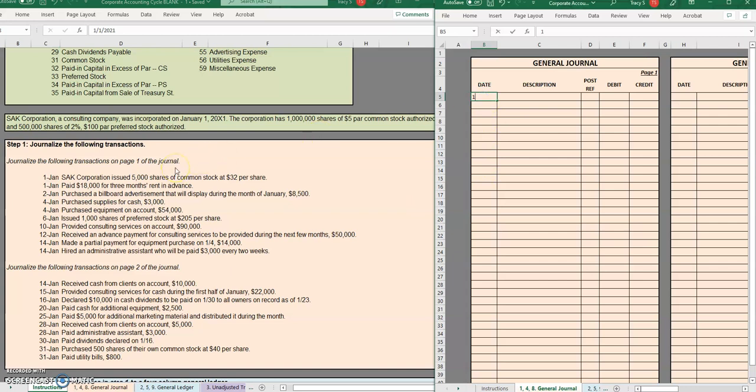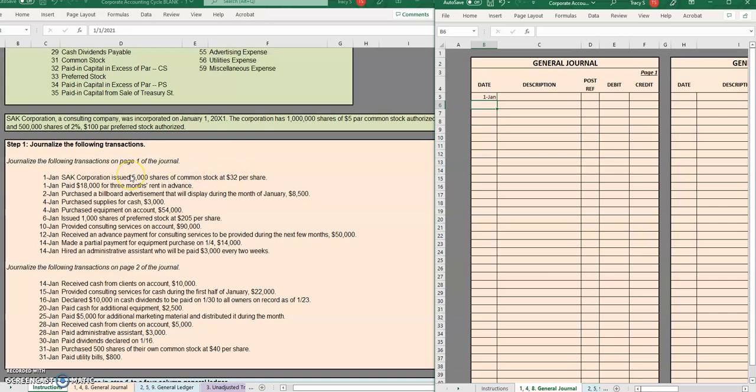They are telling us that on January 1st of this year, our corporation issued 5,000 shares of common stock at $32 per share. Now, you might remember from issuing stock that we always value common stock at par, right? So this $32 per share is telling us how much cash we received. So let's go ahead and start there.